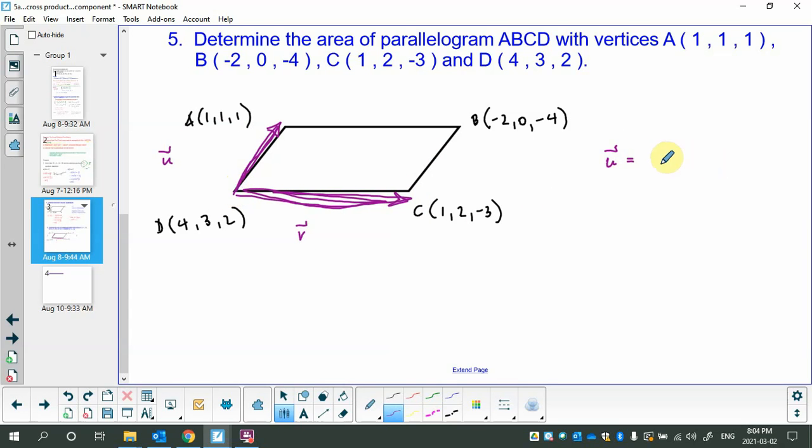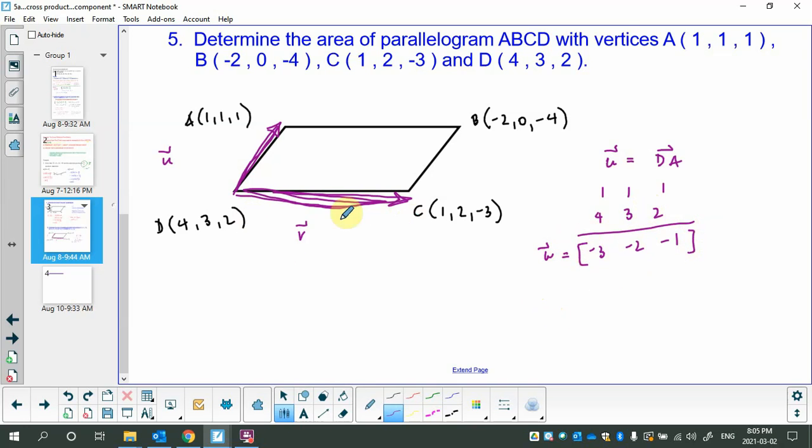So the thing about vector u, and I'm going to do some scribbling over here, vector u is actually vector D to A. Start at D, go to A. And when you do that, you have to make sure that you subtract backwards. So I'm going to go 1, 1, 1, 4, 3, 2, and I'm going to subtract. So -3, -2, -1. That is the components of vector u.